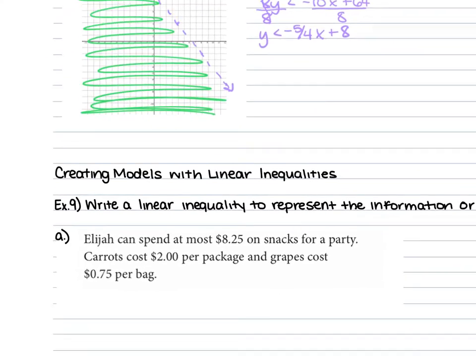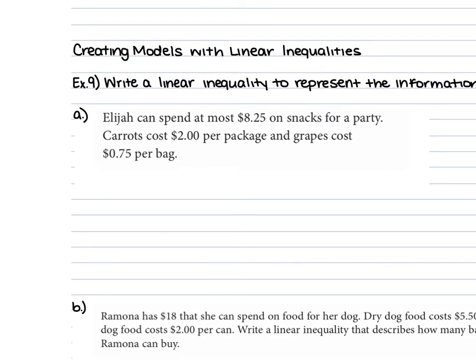Sometimes you're going to be given word problems and you are supposed to create the inequality from it. So if we look at example 9a, we're writing a linear inequality to represent the information that's given or the graph that's given. For example, A is that Elijah can spend at most $8.25 on snacks for a party. Carrots cost $2 per package, and grapes cost 75 cents per package. So we're dealing with carrots and we're dealing with grapes.